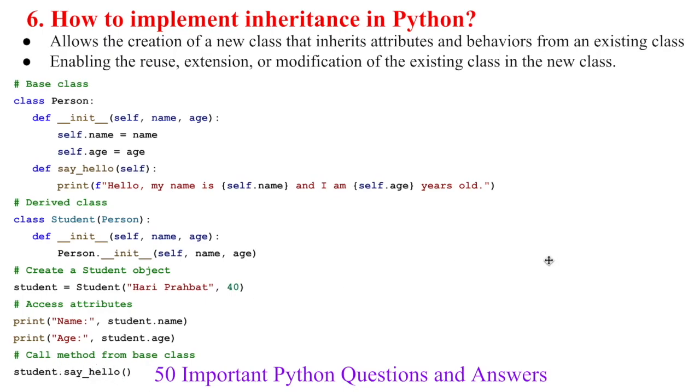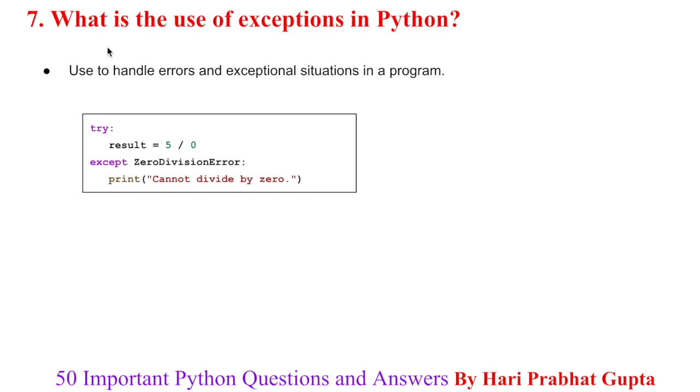The question is, what is the use of exceptions in Python? So in Python, exceptions are used to handle errors and exceptional situations that can occur in a Python program. When an error occurs during the execution of a Python program, an exception is raised. If the exception is not caught and handled properly, the program will terminate with an error message.